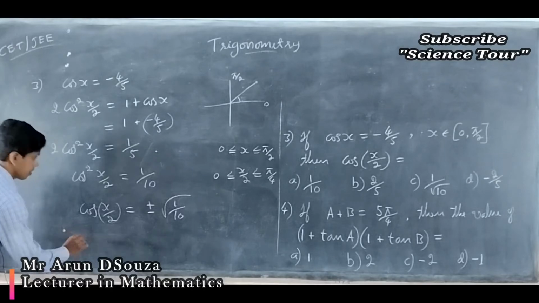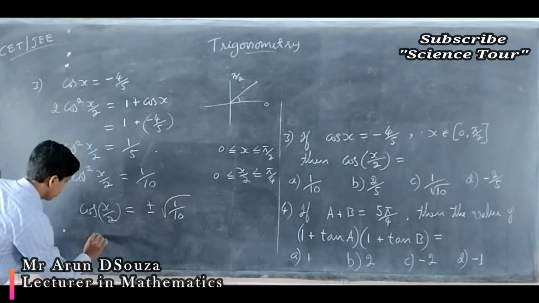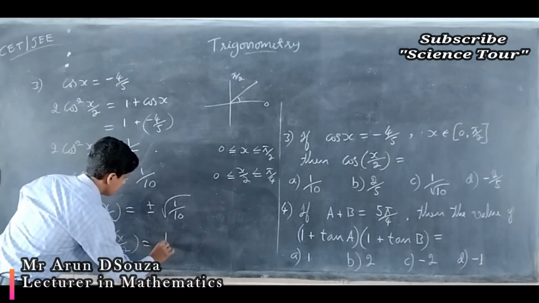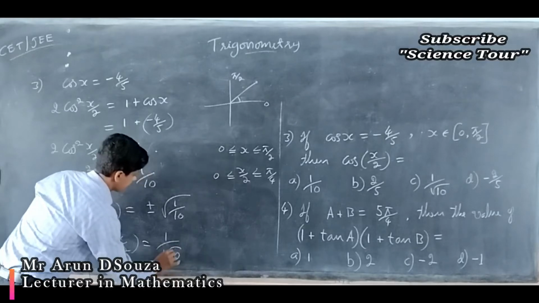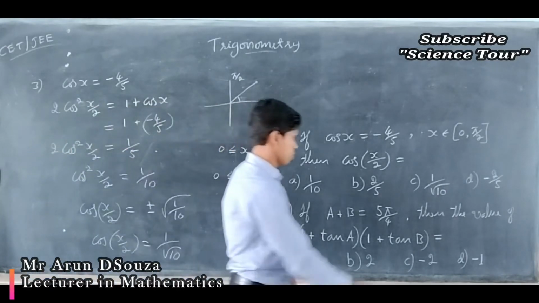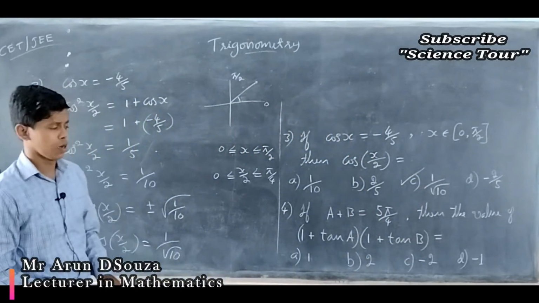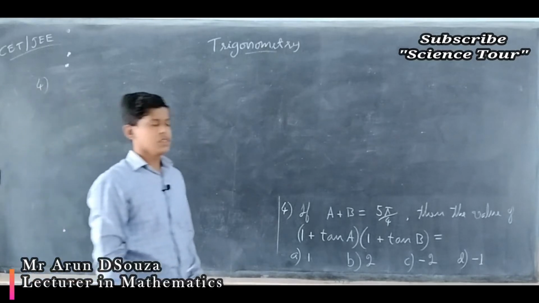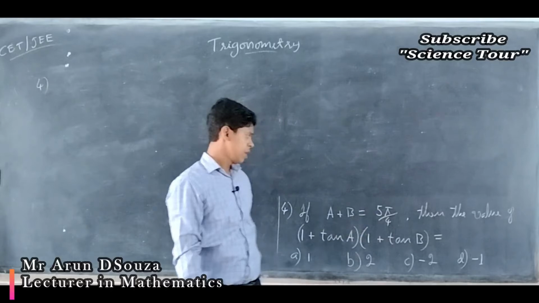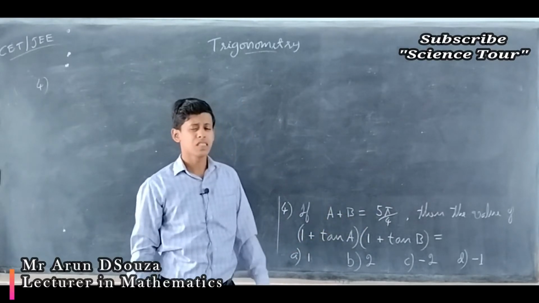Therefore, since x by 2 lies in the first quadrant, what about cos x by 2 value? It will be 1 by root 10, and it is positive. So that's in the option C, and that's the right answer for third question. The fourth question tells us that a plus b is equal to 5 pi by 4. Then you have to find the value of 1 plus tan a into 1 plus tan b.